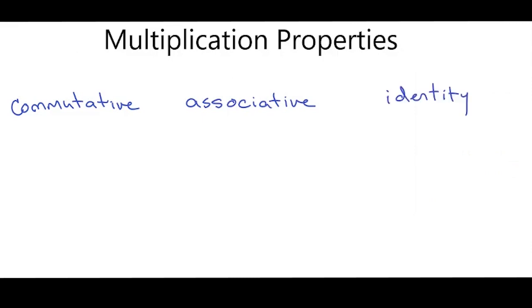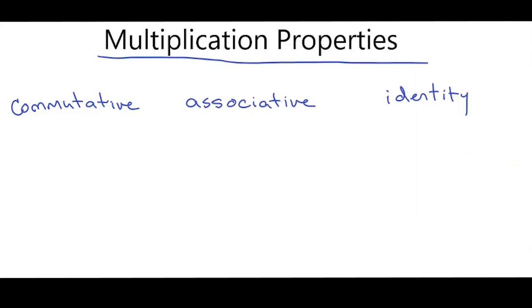Hello again. Today we are talking about multiplication properties, okay? If you saw my last video, we talked about addition properties, and we talked about the commutative property, the associative property, and the identity property. And those were all properties of addition. But now we're talking about multiplication properties. And there is a commutative property of multiplication, an associative property of multiplication, and an identity property of multiplication.